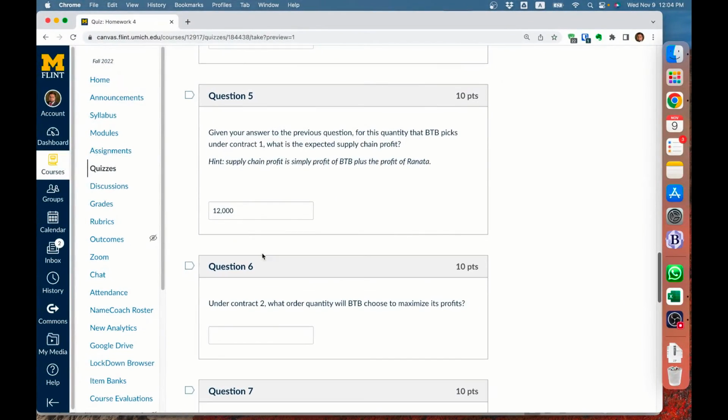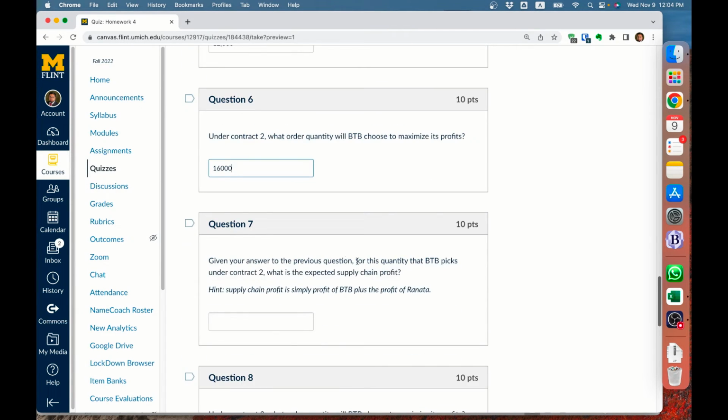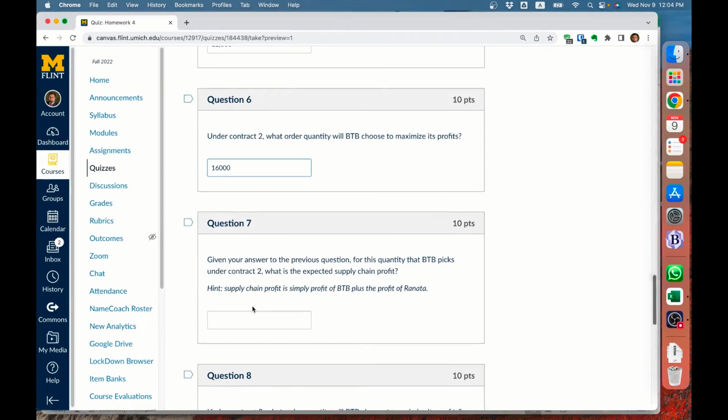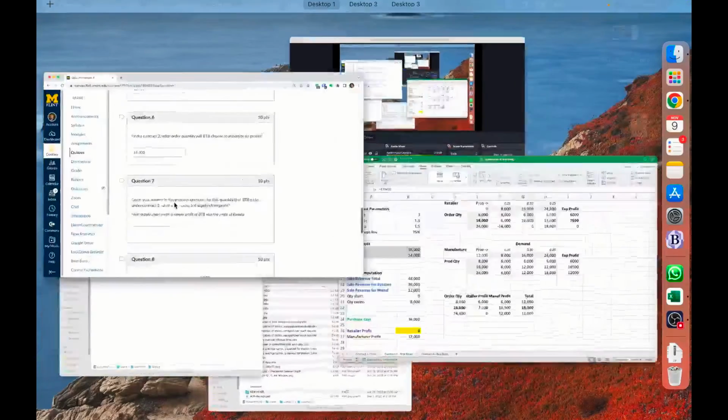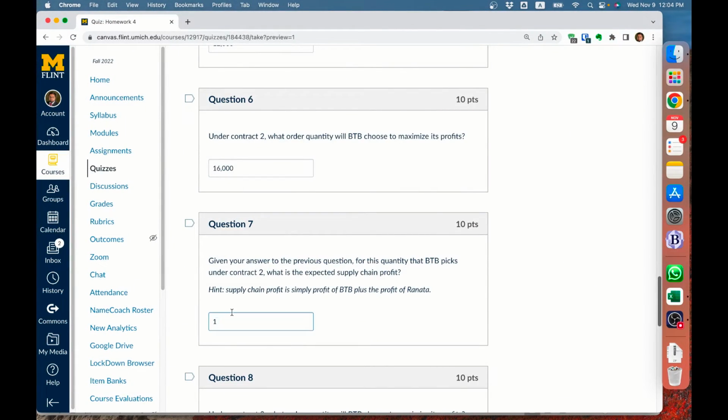Okay, so under contract 2, what order quantity will BDB choose? They'll choose 16,000 because they'll like more profit. What is the expected supply chain profit? For 16,000, the expected supply chain profit is 18,000.